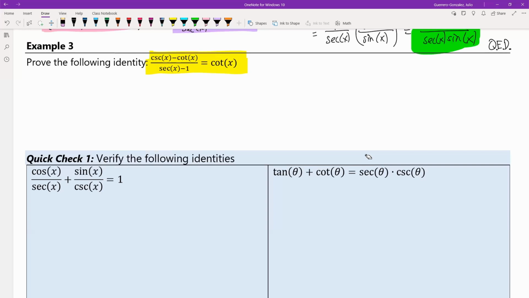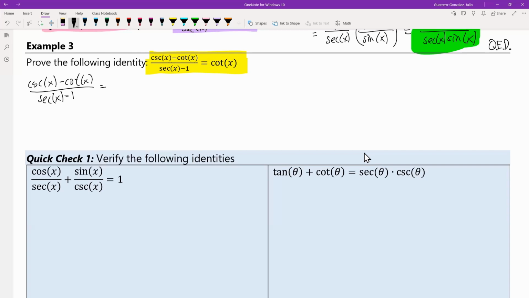Usually things simplify out very nicely. So I'm going to grab the left-hand side: cosecant of x minus cotangent of x all over secant of x minus 1. I'm going to grab that side and turn it into cotangent. So hopefully everything will go away and you just get left with cotangent.